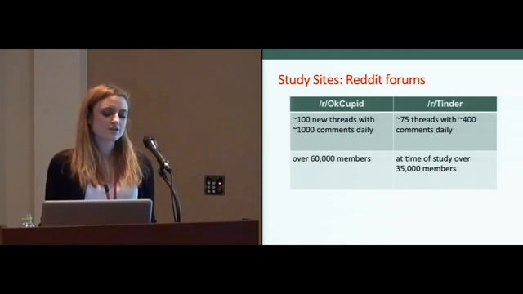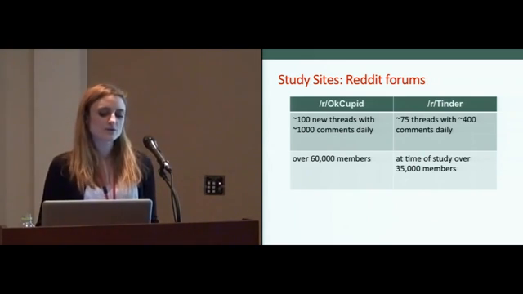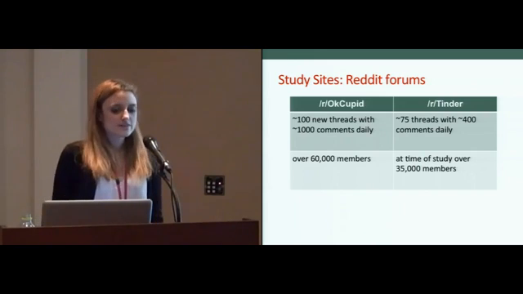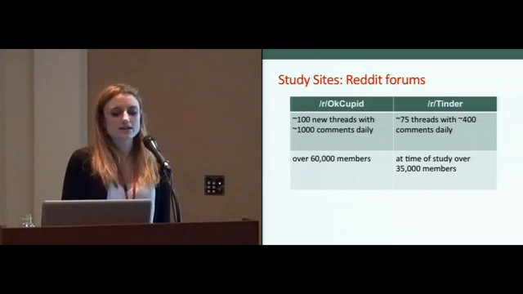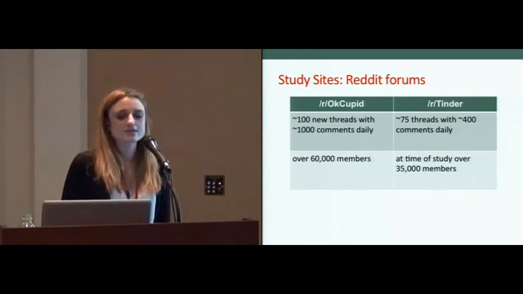The OkCupid subreddit had over 60,000 members, and the Tinder subreddit had over 35,000 at the time of the study. Additionally, about 100 new threads with 1,000 new comments among them would not be uncommon on the OkCupid subreddit, and for the Tinder subreddit, 75 threads with 400 comments a day would also not be uncommon. We found that these study sites provided a window into the practices that were previously difficult to observe on our two chosen online dating systems due to their didactic dynamics, and we decided to proceed forward with a multiple method study.